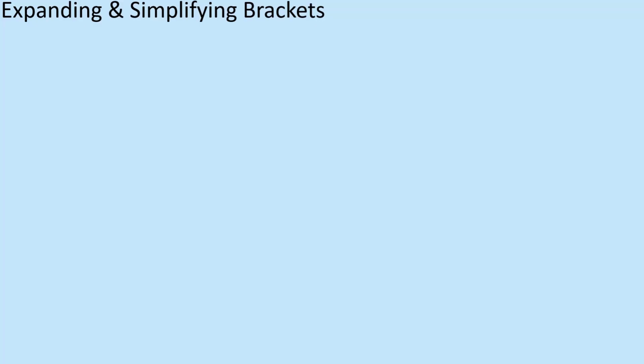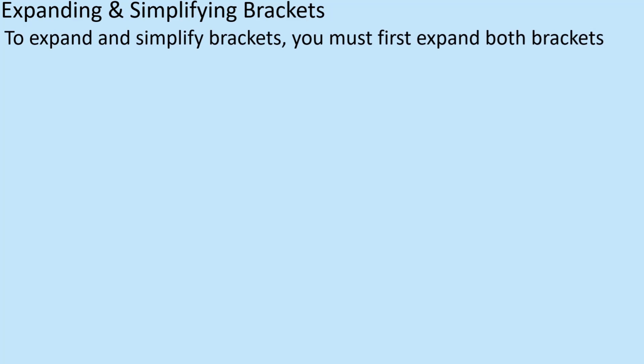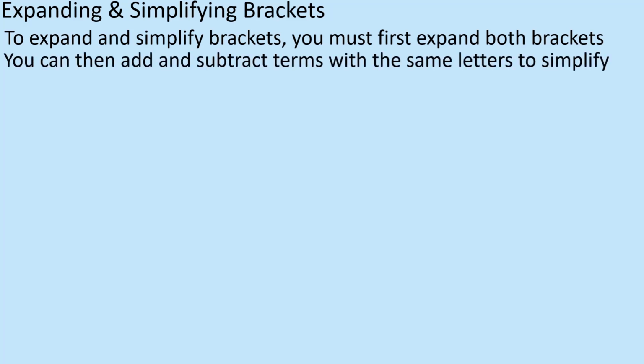So we are still expanding brackets, but in this case, you might have more than one. And if you have more than one, then you have to expand them separately first, and then look to simplify it. So it says on here, to expand simple brackets, you must first expand both brackets, and then add and subtract terms with the same letter to simplify. So that's technically true, but I'm going to walk you through it. So let's look at an example.